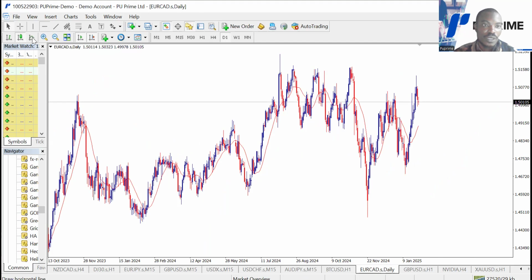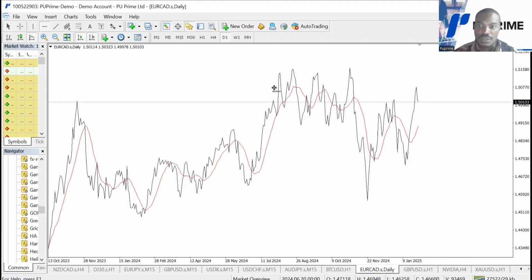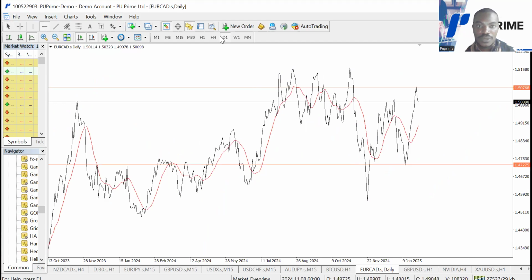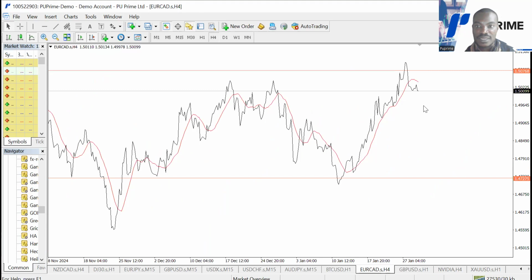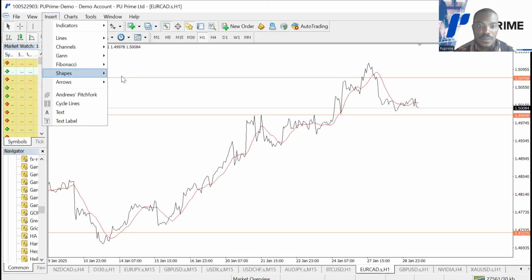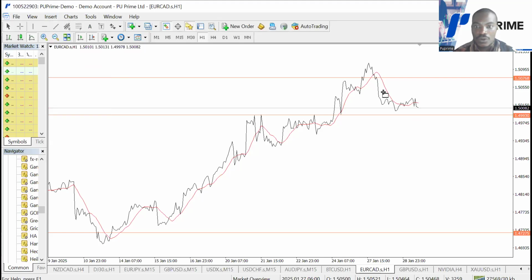Okay, so for Euro CAD, I'm going to change to the line chart, right? It shows us tangible areas where we could have buyers and sellers in the market. So for Euro CAD, I'm thinking of this as my low. You can see support become resistance and the market push to the upside. The current trend is bullish, but at the moment we are having some sort of bearish sentiment trying to push Euro CAD more to the downside, right?